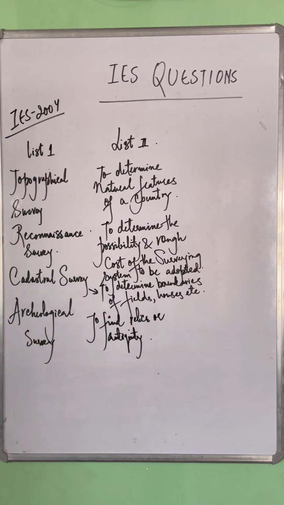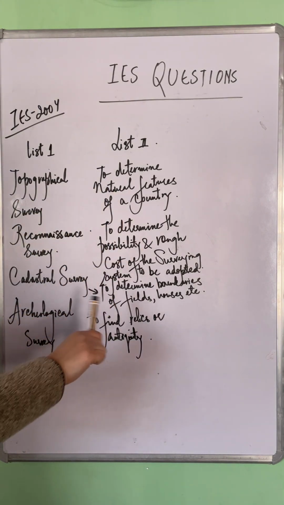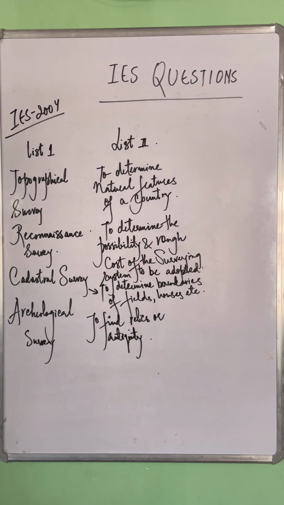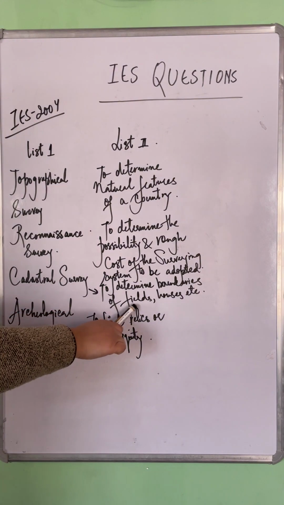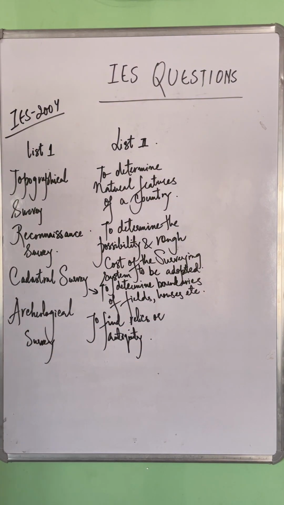Right, so this was a question asked in IES 2004 in which we had to match list 1 with list 2, but I wrote down the correct form and this was the question. Topographical survey we use to determine natural features of a country. Reconnaissance survey is conducted to determine the possibility and rough costs of the surveying system to be adopted. Cadastral survey is conducted to determine boundaries of fields, houses, etc. And archaeological survey to find relics or antiquity. Right, moving on, let's do the next question.